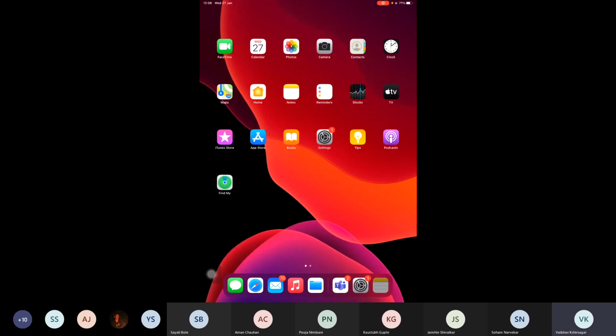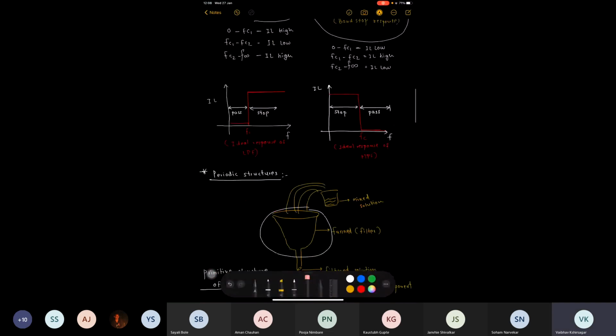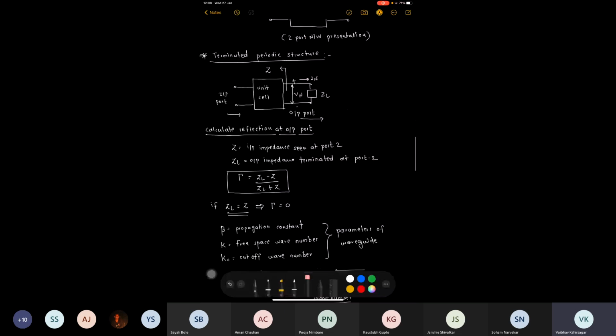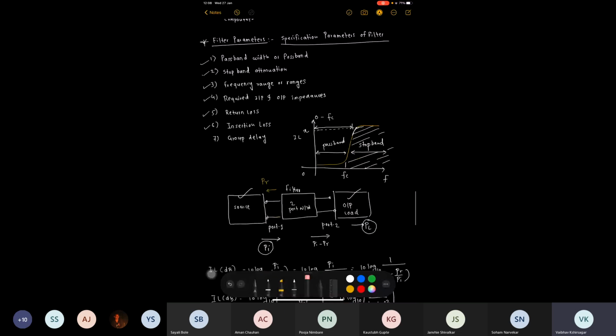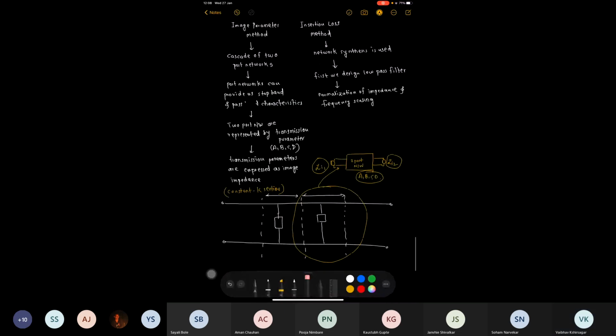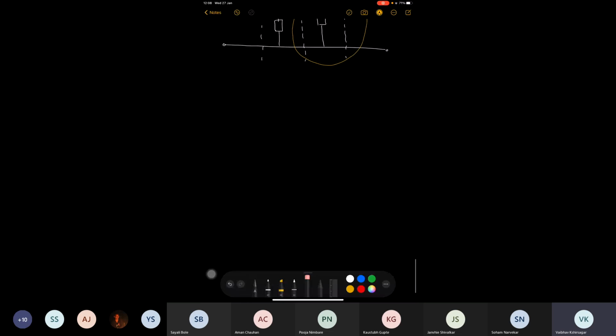Okay, let us go ahead with image parameter technique. So we are going into the details of the foundation of this technique. Let us start with image parameter technique. So you just pay attention. What is the basic of this image parameter technique?